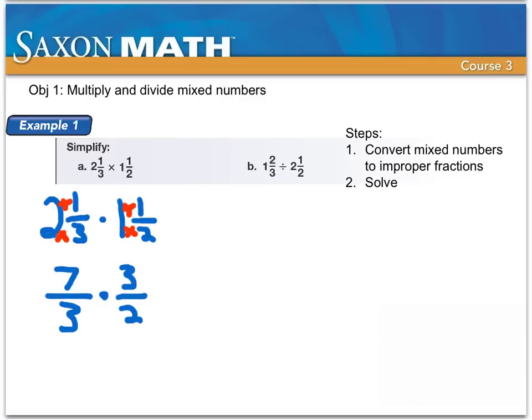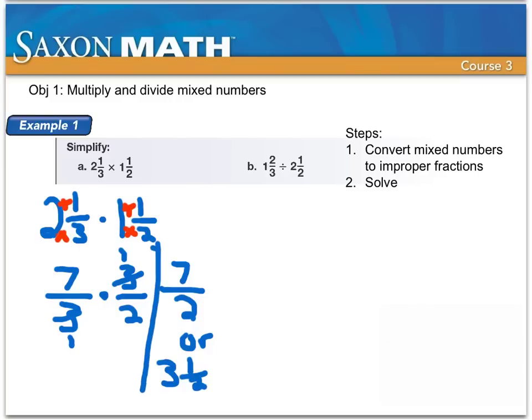Remember we can do the cross simplifying if we want. 3 and 3 go into each other. 3 divided by 3 is 1. Then we multiply across. 7 times 1 is 7. 1 times 2 is 2. And I can leave that, or I can make it a mixed number, and as a mixed number, that would be 3 and 1/2. Okay, either one of those.